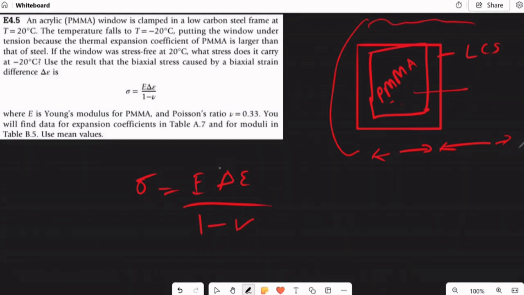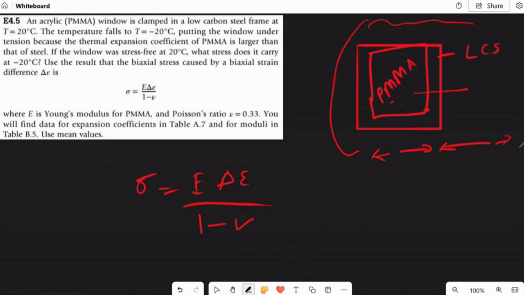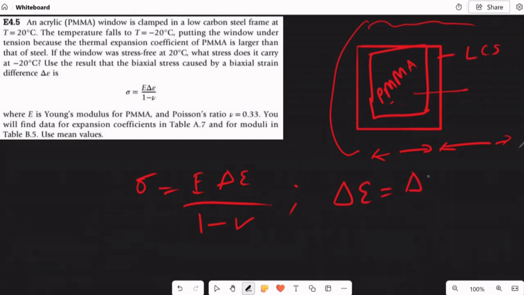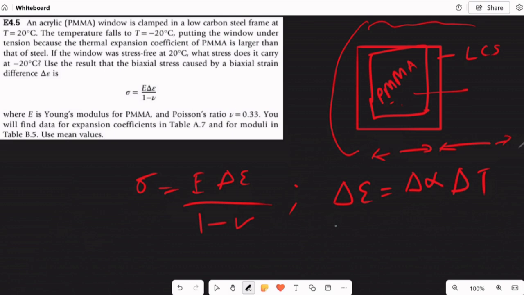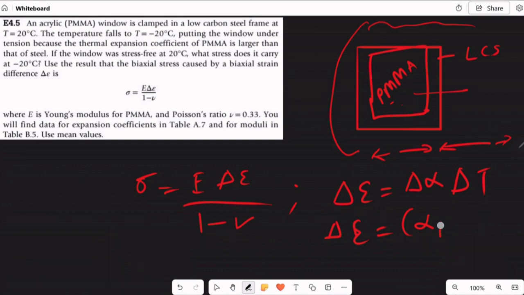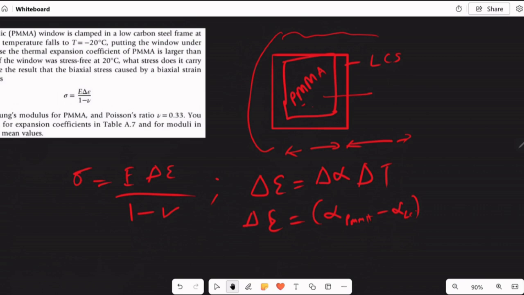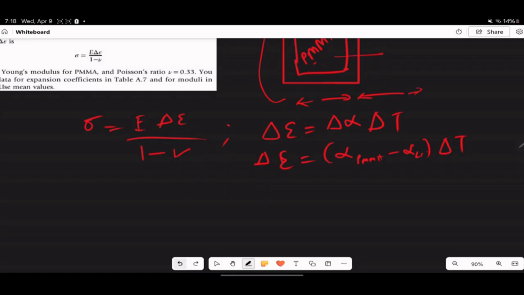In order to find the formula for this function, we'll use Table B.5 in Appendix B. So the relationship is giving us change in epsilon equals thermal coefficient times change in temperature. To break this down, change in epsilon is equal to the thermal coefficient of PMMA minus the thermal coefficient of low carbon steel, times the change in temperature.